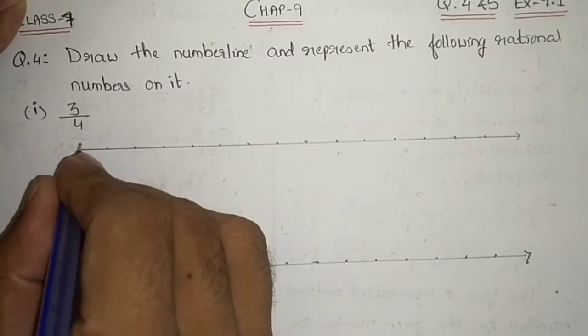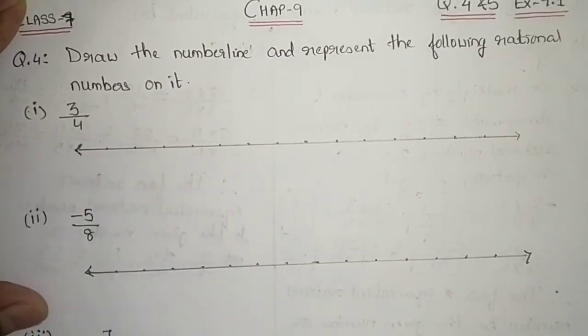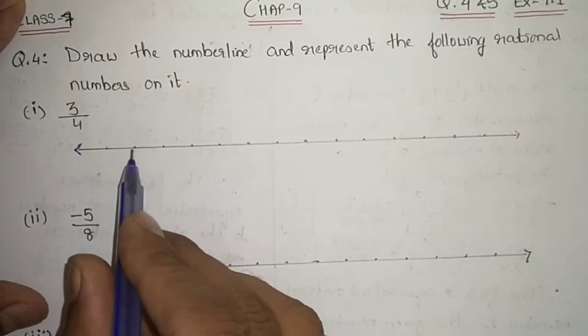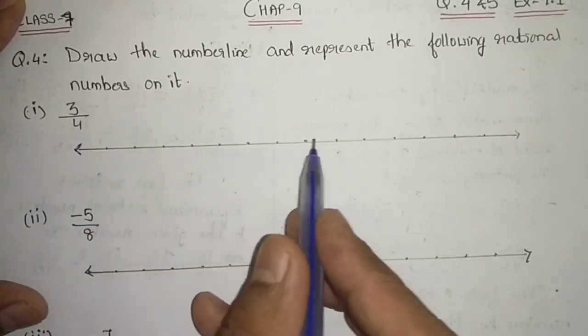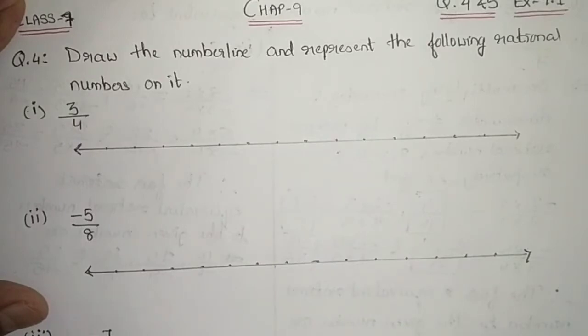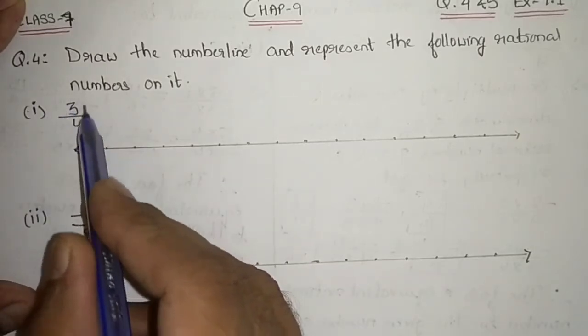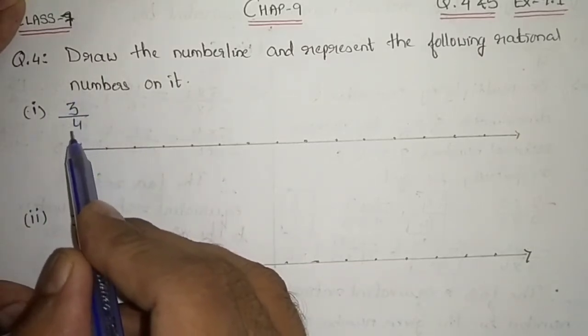To solve this question, you have to follow 4 simple steps. The first step is to draw the number line with equal distance between the numbers. That is the first step. Second step, identify whether the given rational number is positive or negative.